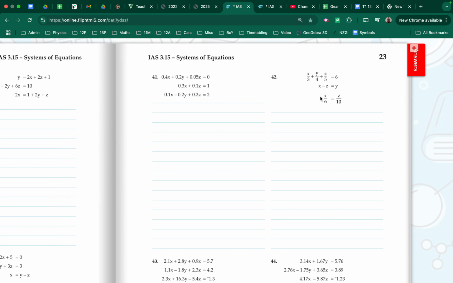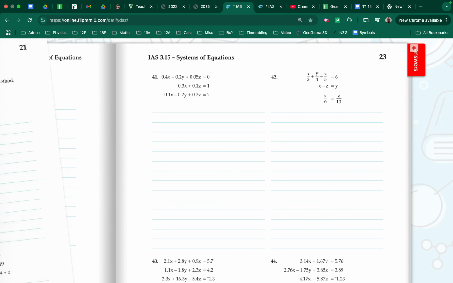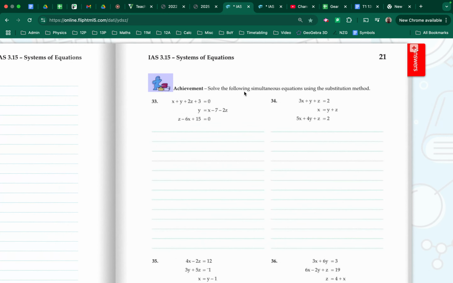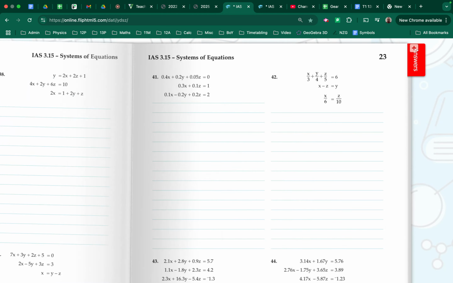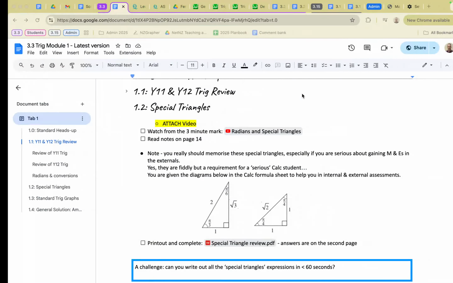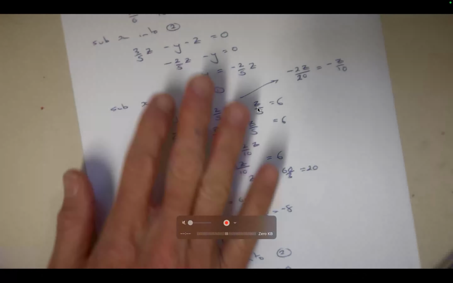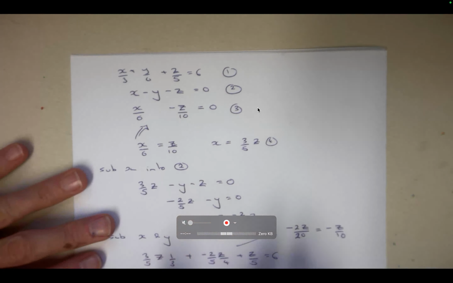Right, folks, this is the solution to number 42. It's got fractions. It does look a bit scary. The instructions are solve it using substitution method. Okay, so if we did that, we then jump this way onto the formula here. So I've just done the solution here.